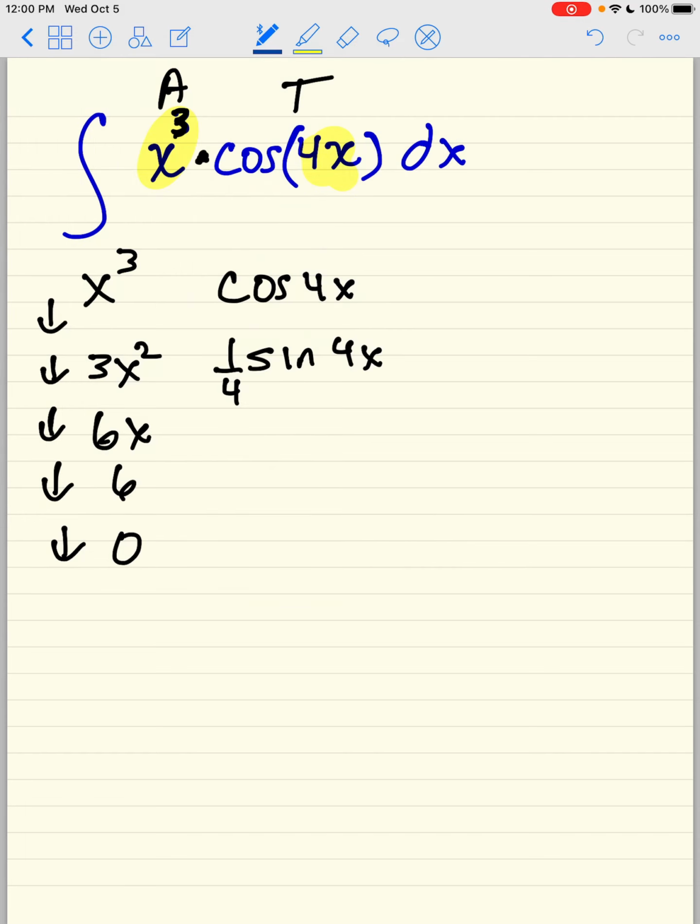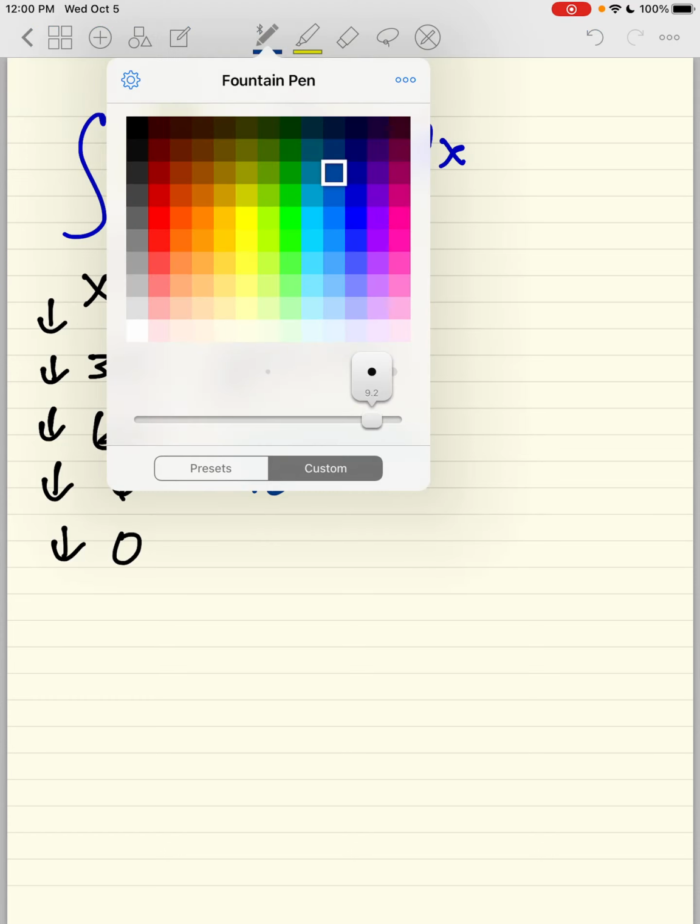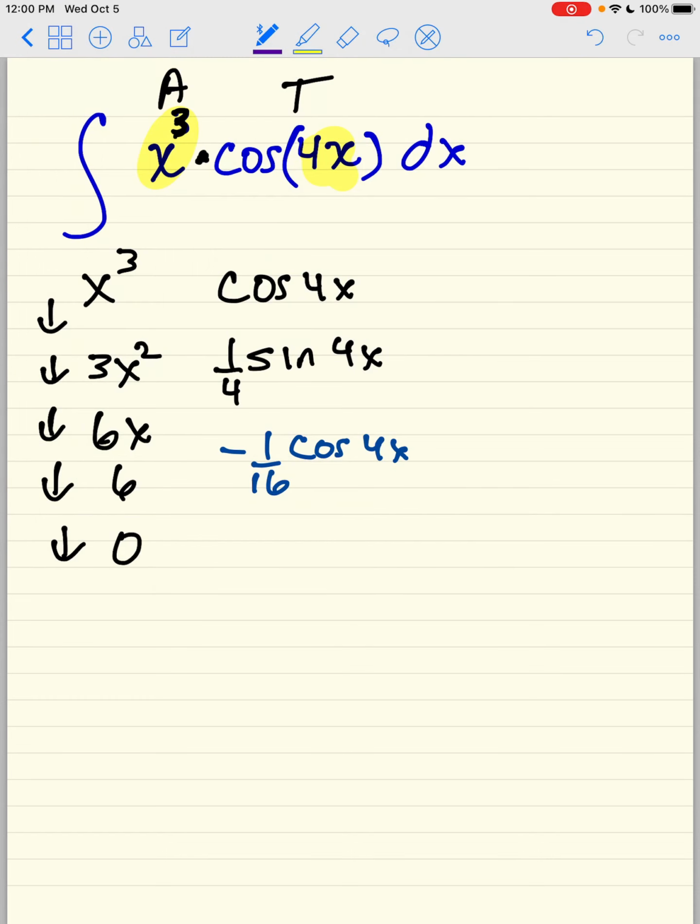The integral of sine angle is negative cosine angle divided by the derivative of the angle, which is a 4, but there's already a 4 there, so 4 times 4 makes 16. The integral of cosine is going to be positive sine, so that's going to be sine angle divided by 4, and so there's already negative 1 over 16, so that's 1 over 64.